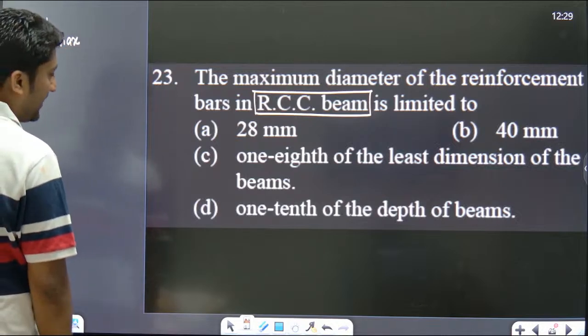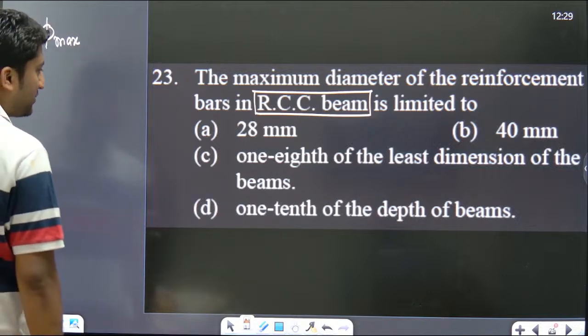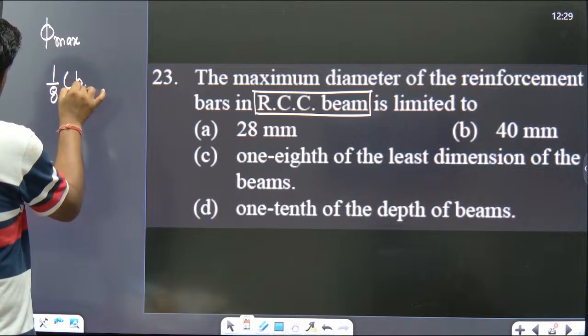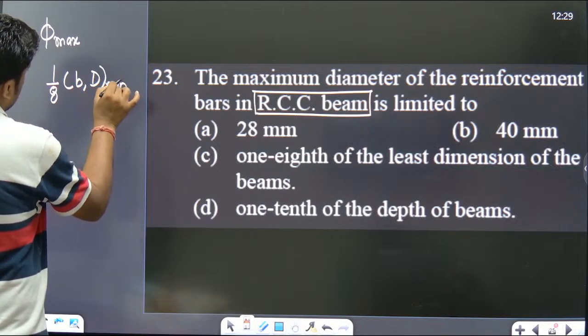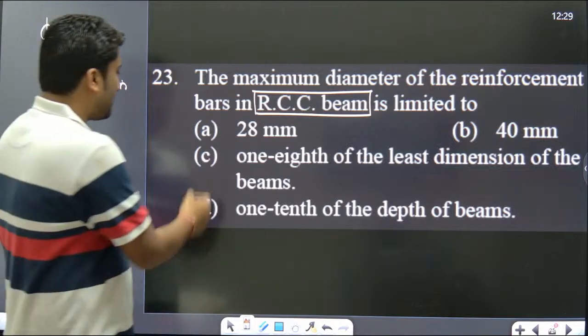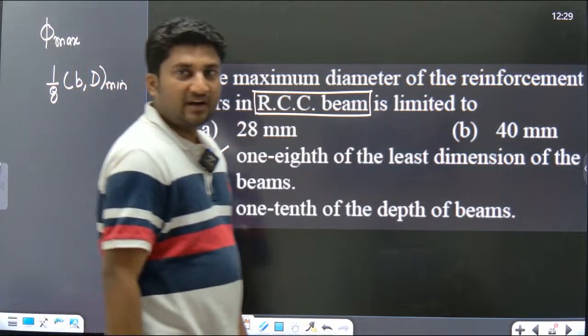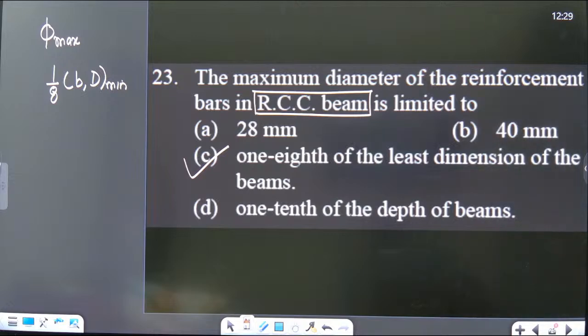The maximum diameter of the reinforcement bar in an RCC beam is limited to 28 mm, 40 mm, 1/10 of the depth of the beam, or 1/8 of the least dimension of the beam. Very good. The correct answer is 1/8 of the least dimension of the beam. So what is the minimum of B or D? 1/8 of it. Hence option C is the correct answer. Understood everyone? Please remember this. You will get the question.